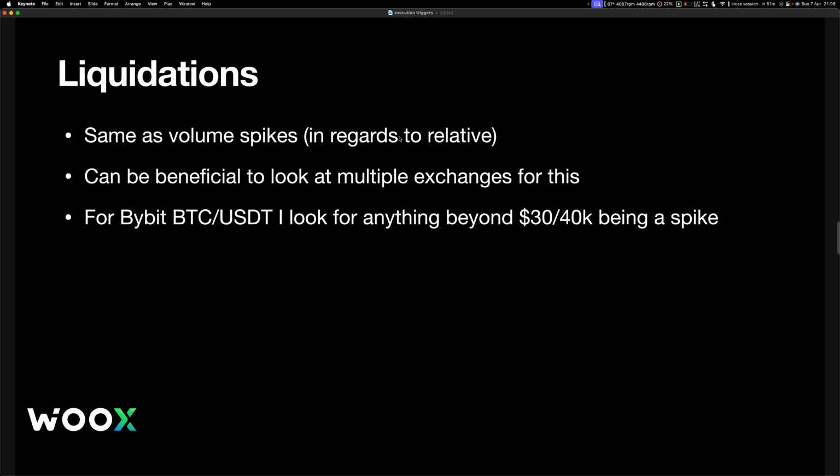To be honest, liquidations, same as volume spikes, I won't dive into this too much. In regards to relative, it's fairly relative. In my opinion, from my testing at least, it can be beneficial to look at. This isn't me just having a bias, by the way. A lot of the time people go, oh, you don't like this, you don't like that. I'm not trading this, apologies for that.